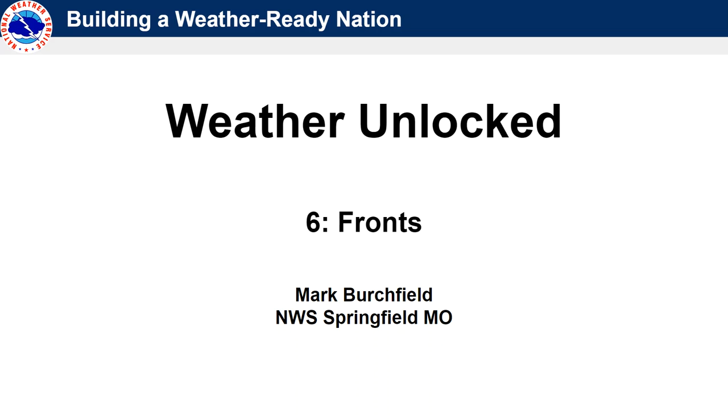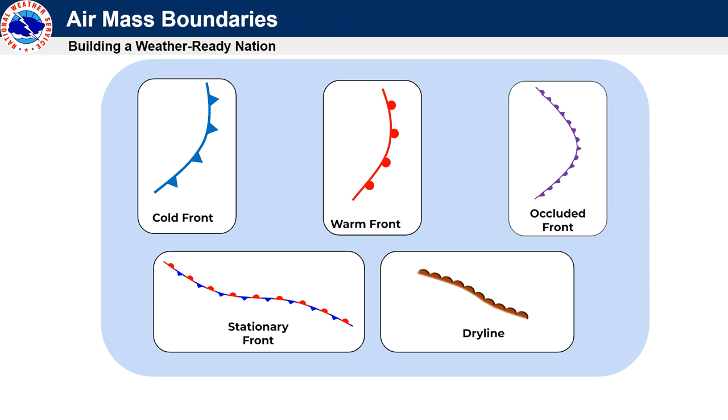This episode is going to feature the different types of fronts. If you remember from video number 5, we discussed the different types of air masses, and those air masses are separated by fronts. We are going to talk in detail about cold fronts, warm fronts, occluded fronts, stationary fronts, and dry lines. You may have seen some of these boundaries and fronts before on TV weather maps.